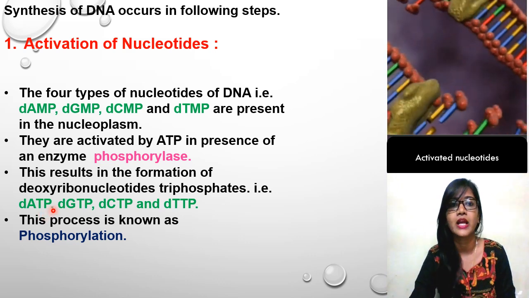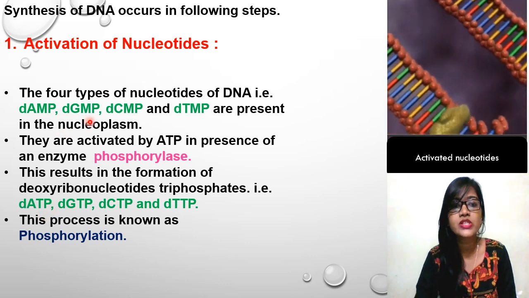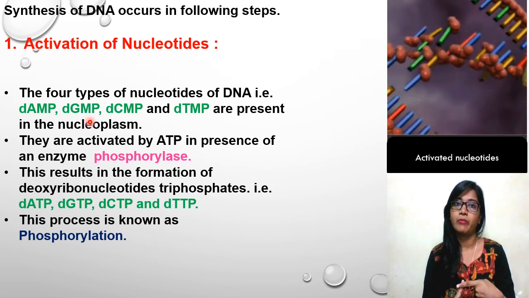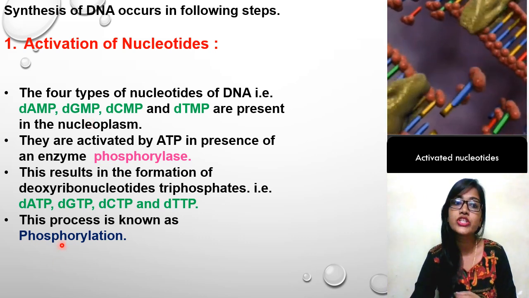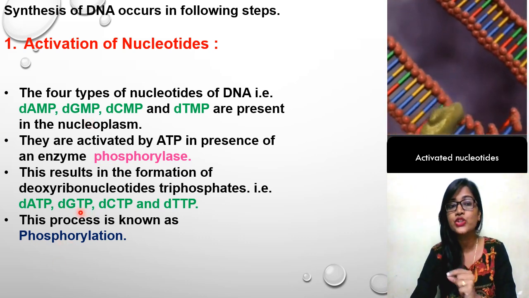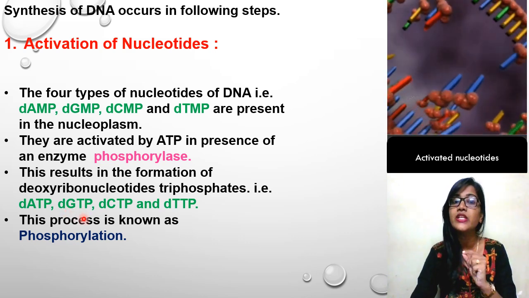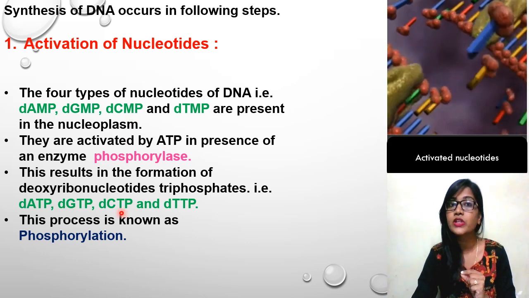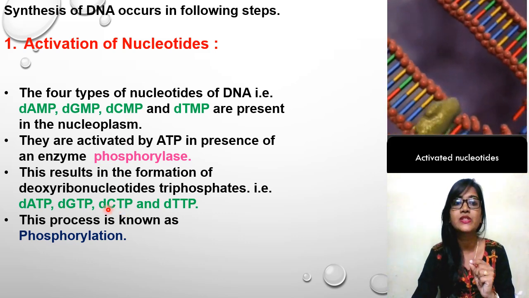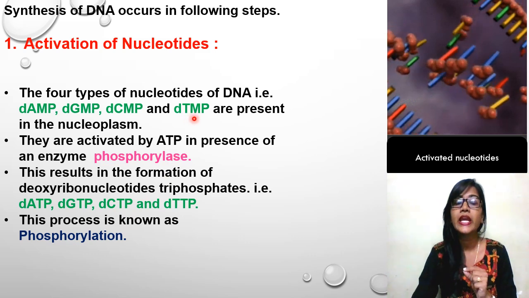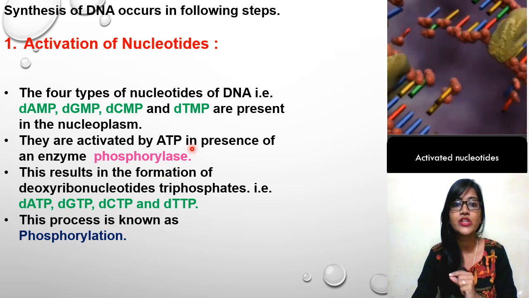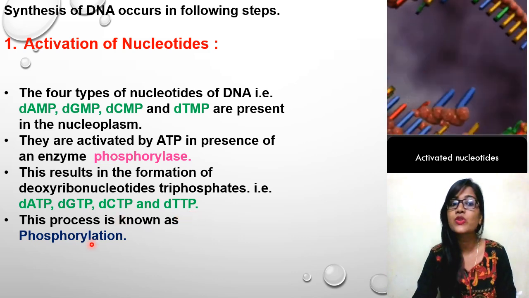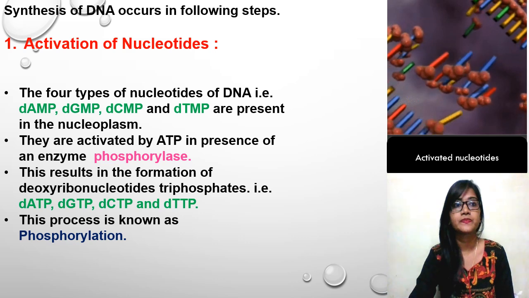Try to understand that. GMP, that is guanosine monophosphate. Mono means a single phosphate compound, and when you are talking about GTP, that means there is addition of a phosphate group, that means guanosine triphosphate. Another is cytosine monophosphate, which is getting converted into CTP, that is cytosine triphosphate. TMP, thiamine monophosphate, is getting converted into thiamine triphosphate. And this process is called phosphorylation.